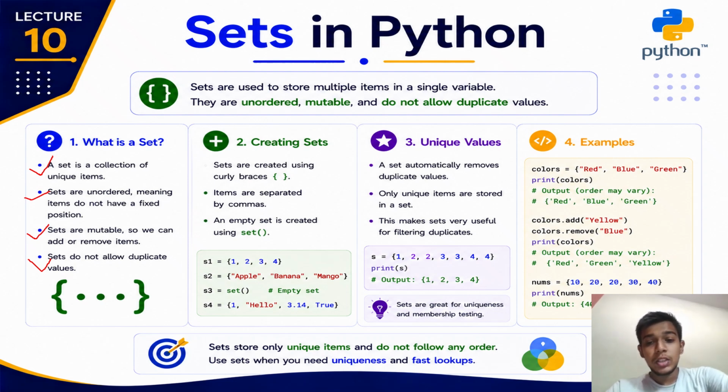So sets are created using curly braces, also called flower brackets. Like you can see the example here, s1 equal to 1, 2, 3, 4 in curly braces. This creates a set of numbers. This creates a set of strings.